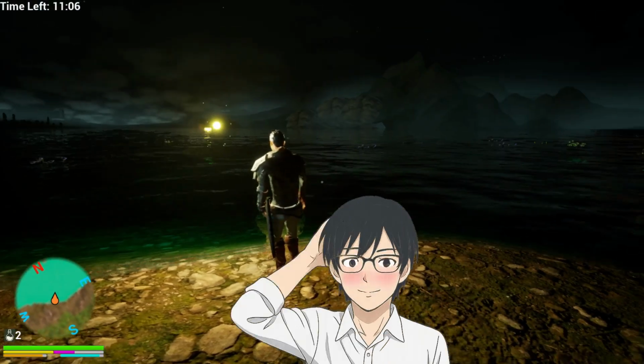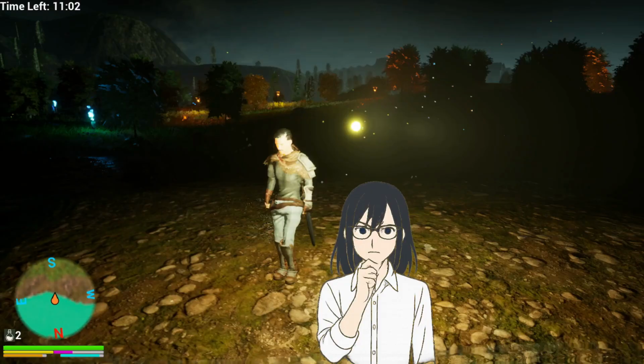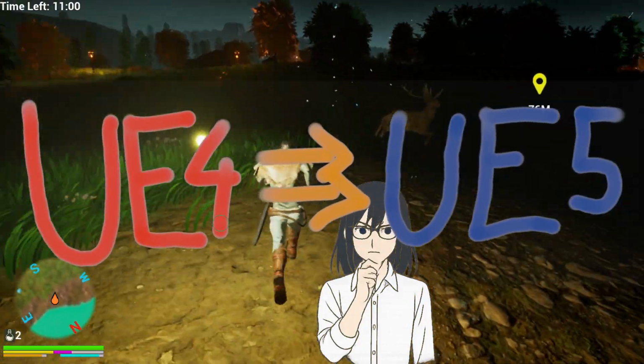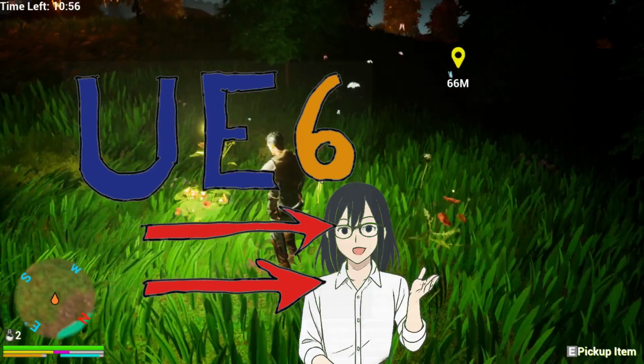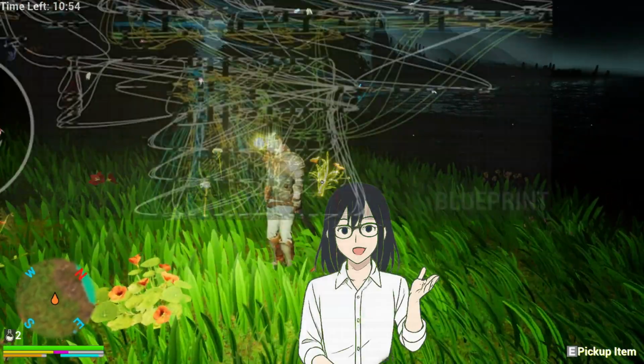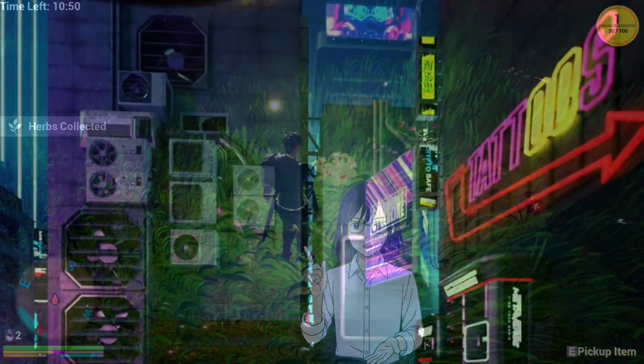So, engine upgrades come and go, but disorganized assets haunt projects forever. Whether you are on Unreal Engine 4, Unreal Engine 5, or prepping for Unreal Engine 6, solid asset management is the difference between a joyful dev flow or a nightmarish scavenger hunt. So here's what lasts, no matter how shiny the engine gets.